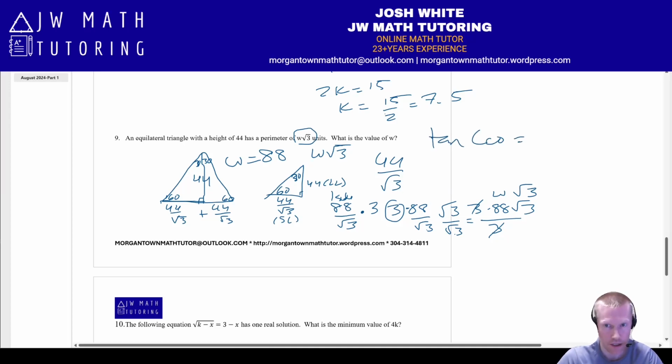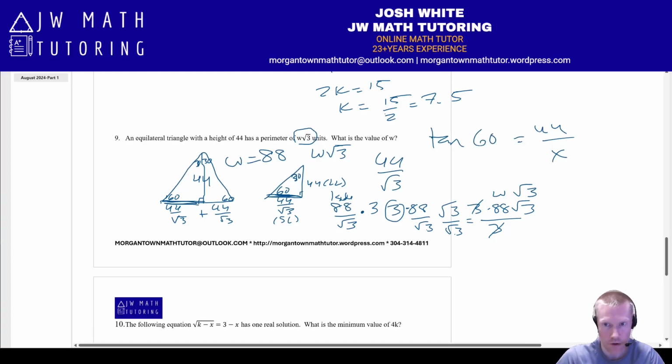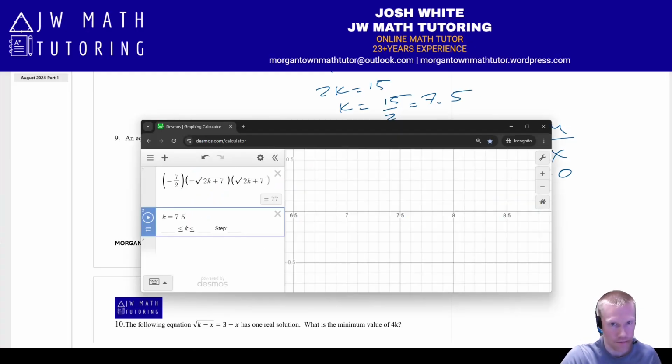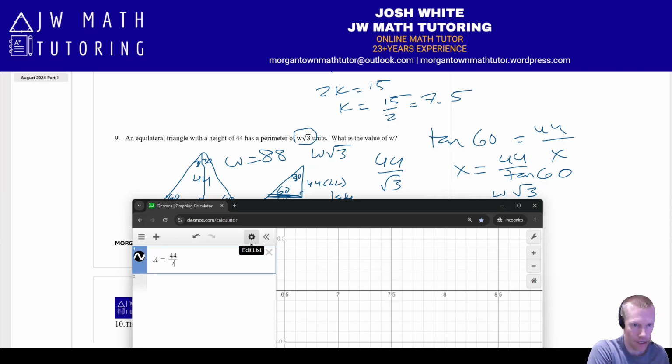Tan of 60 equals opposite over adjacent. The adjacent is this side right here in the triangle. So if you rearrange this, you get that side equal to 44 divided by tan 60. So what you'd have to do then is go to Desmos. And I'm just going to define it as whatever. Let me use a different letter, because X is a variable.